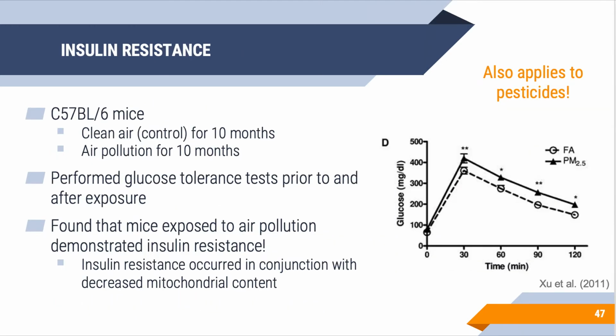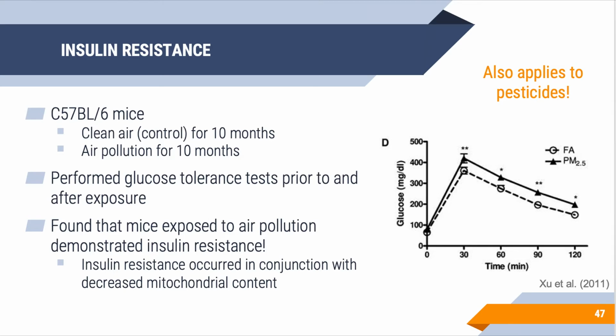Next, I want to talk about perhaps the most common link between air pollution and skeletal muscle metabolism, but really this idea of how pollution influences insulin resistance. So what this study did was it looked at mice, and they provided them with clean air for 10 months or another group with polluted air for 10 months. They then performed glucose tolerance tests to look at insulin sensitivity or insulin resistance in these mice. What they found was that the mice exposed to air pollution demonstrated insulin resistance compared to the mice in a clean air condition.